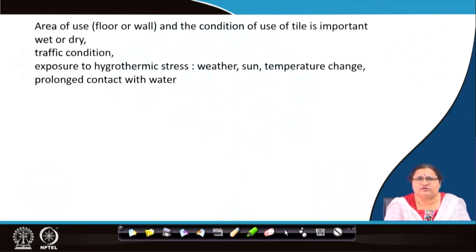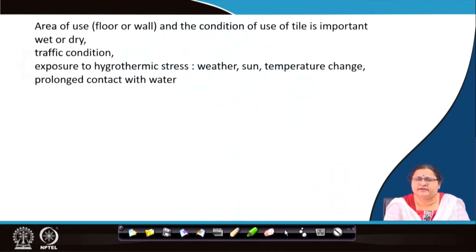Now, the area of use and the condition of use of the tile is important. As I told you, wet or dry. Traffic condition, what kind of people will be using it. Think of a busy airport or a railway station. You cannot allow people to slip. At the same time, you have to give a rich look, airports particularly, and it has to be very sturdy. People will walk with their luggage. They will pull their luggage on top of it. So, it will face a lot of traffic. So, we have to be careful in picking.